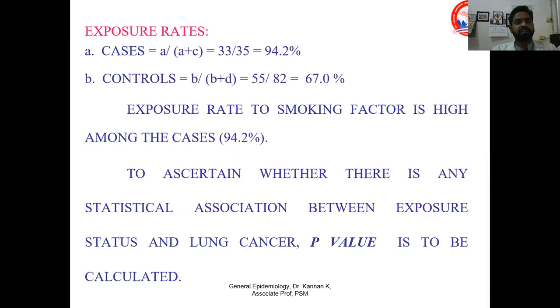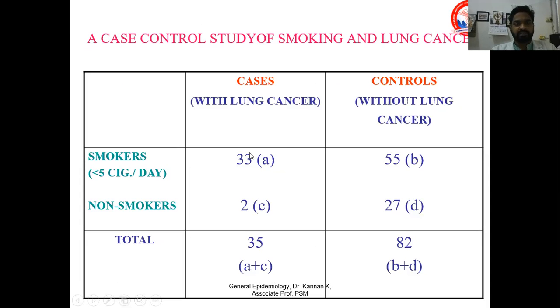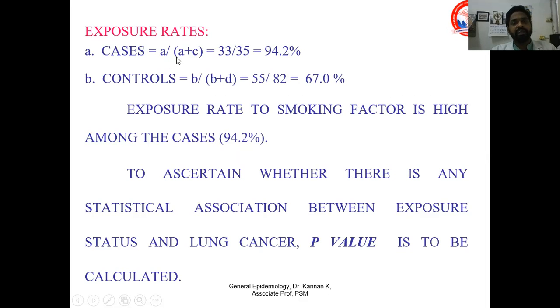Before that, the case exposure rate: cases A divided by A plus C. Cases exposure rate: out of 35, how many are exposed? That is 33, right? So A divided by A plus C, this is the denominator, and this part will be the numerator. How many cases have been exposed to the smoking factor? That is the exposure rate. So here we see A divided by A plus C, that is 33 divided by 35, equal to 94.2%.